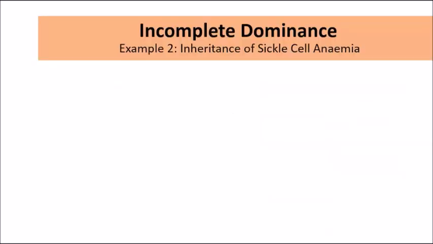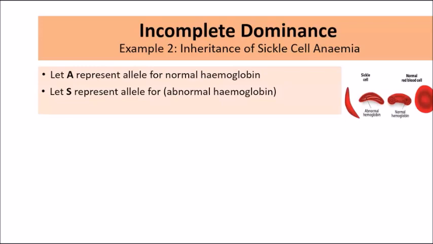Now let's look at the next example, inheritance of sickle cell anemia. In this case, we're going to use the letter A to represent the allele for normal hemoglobin and the letter S to represent the allele for abnormal hemoglobin.